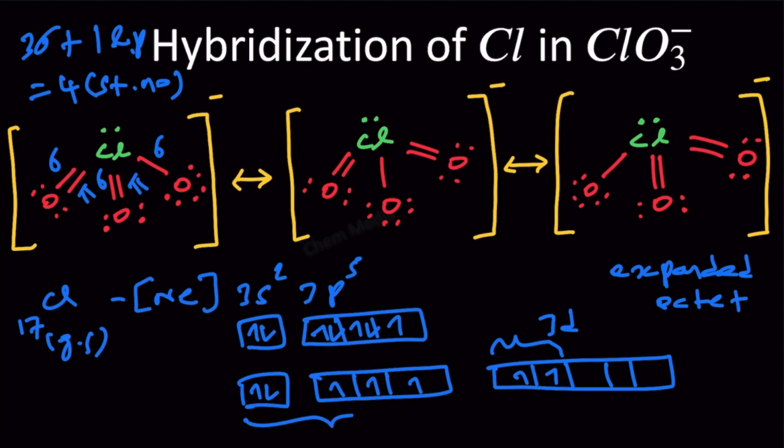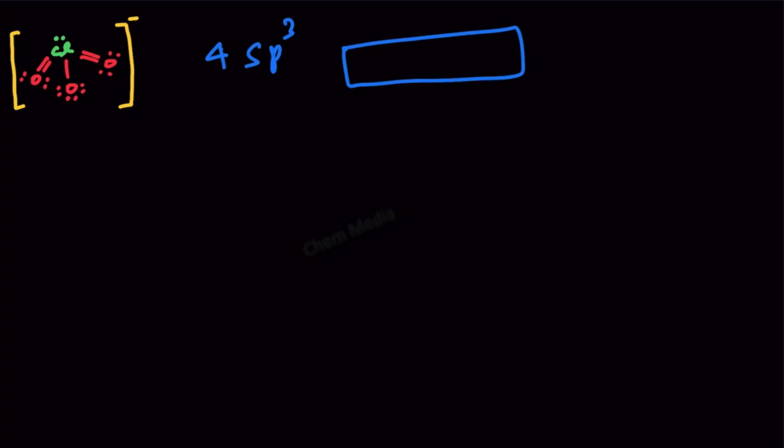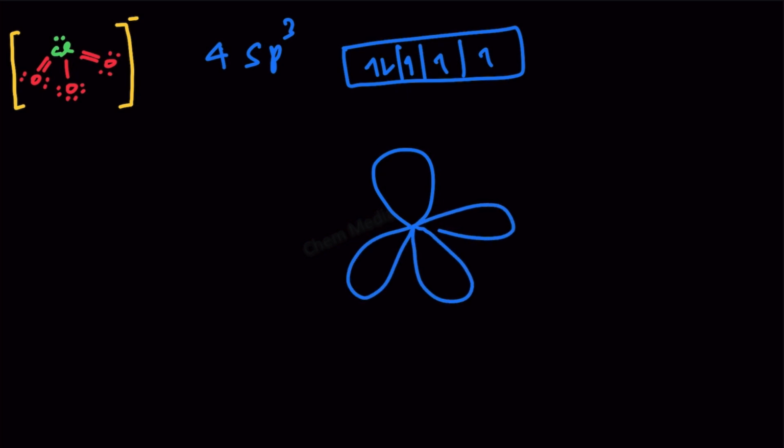So these 3s2 and 3p orbitals will mix together and form 4 equivalent sp3 hybrids. So let us first write the 4 equivalent sp3 hybrids. So we will be having 4 equivalent sp3 hybrids and we will be having 5 electrons in that. So let me draw the sp3 hybrid. So we are having 1 lone pair here and then 1 electron here, 1 electron here, 1 electron here.